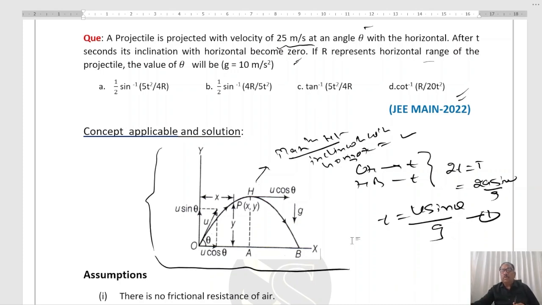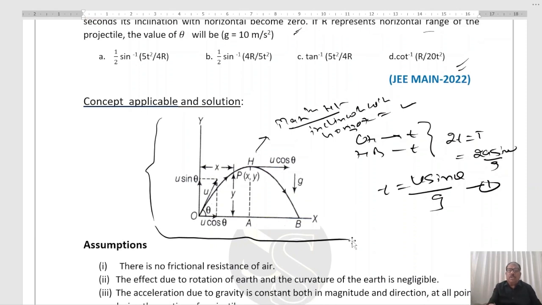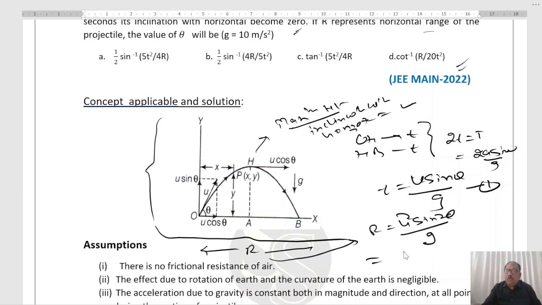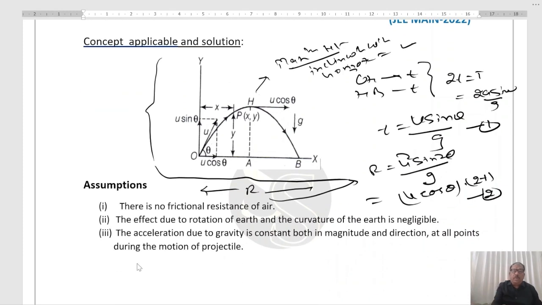Now, this is the range. One formula is R equal to u square sin 2 theta by g. But this has been derived using the concept: horizontal component of velocity u cos theta into time of flight 2t. I marked this as equation 2. Right? Now, 2 divided by 1.